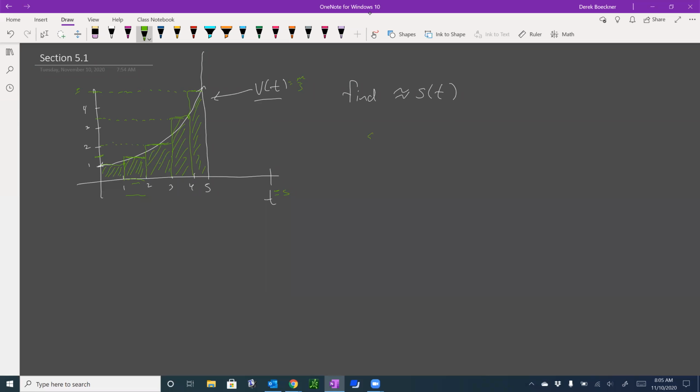So s of t is going to be approximately given by this table here, where t at 0 seconds, well, at 0 seconds, I haven't gone anywhere. At 1 second, I've gone the area of this box, which was 1. At 2 seconds, I've gone the area of the first 2 boxes, which is 1 plus, what do we say that was, 1.5.